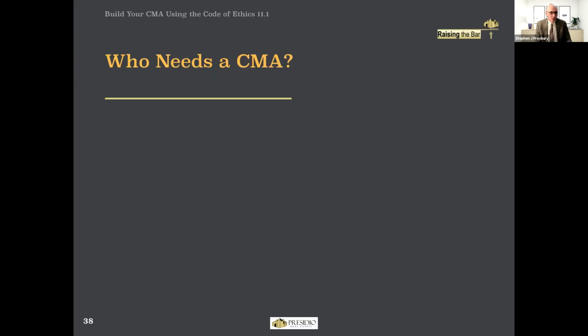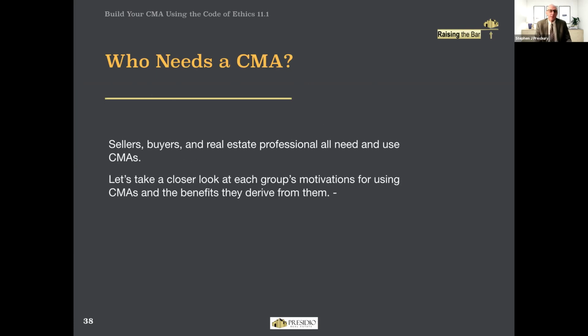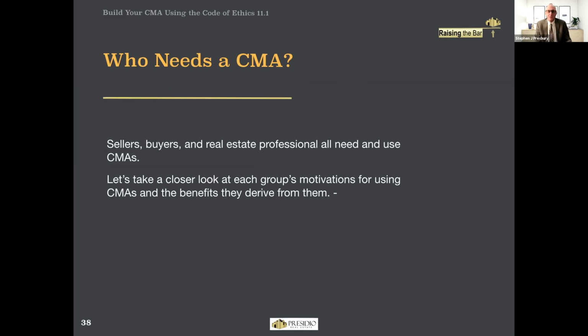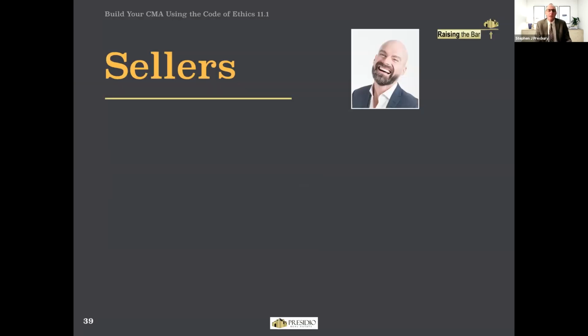Okay, so let's talk about who needs a CMA. Obviously, sellers, buyers, and real estate professionals all need CMAs. Let's take a closer look at each group's motivation for using CMAs and the benefits that they can derive from them. So we'll start off with the seller.